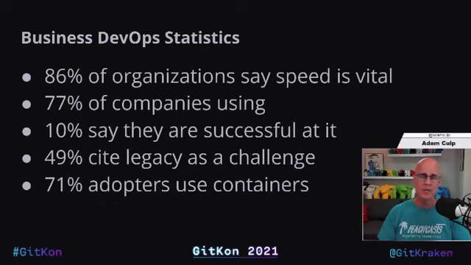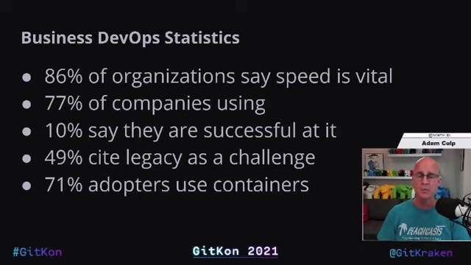As just a little bit of business statistics that I found very interesting in relation to DevOps and to this automation, 86% of organizations say that speed is vital to their application. It's vital to their business.